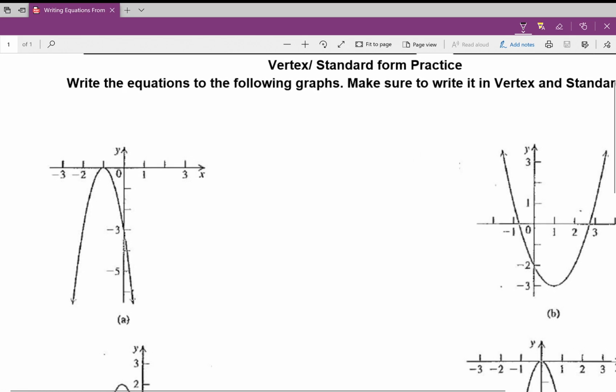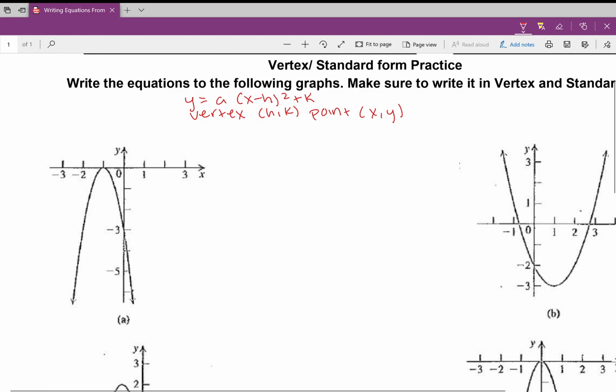So it wants us to put it in vertex and standard form. So let me get a pen. Remember that our formula for vertex form is y equals a(x minus h) squared plus k, where the vertex is (h, k), and then our point is (x, y). So that's what we need to find first. We need to find the vertex and a point.